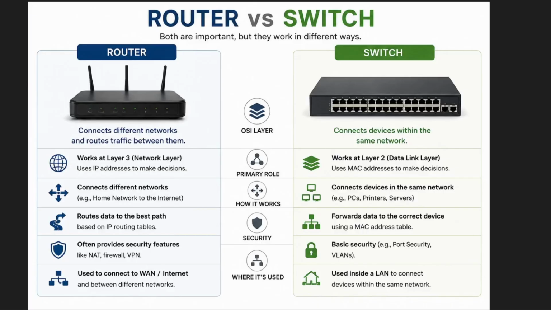A switch connects multiple devices within the same network. Think PCs, printers, servers. When a switch gets traffic, it looks at the destination MAC address and forwards it out the connecting port directly to that device. It doesn't make routing decisions, it just moves traffic around inside a local network. That's a key difference from a router. A router connects different networks together and decides the best path using IP addressing. Switches operate at layer 2, MAC addresses, while routers operate at layer 3, IP addresses. A simple way to remember is that switches connect devices within the network, while routers connect different networks together.